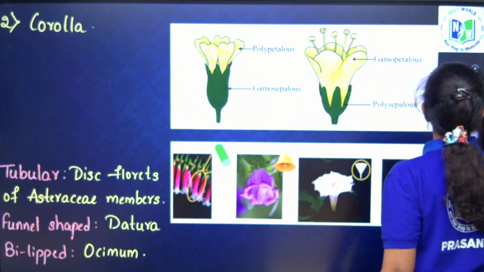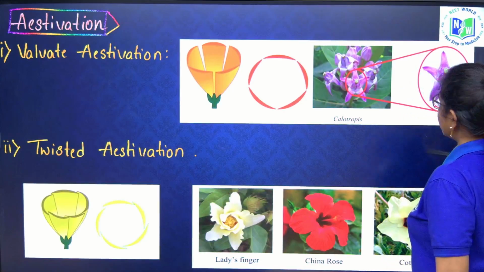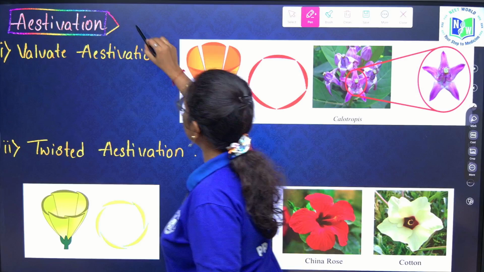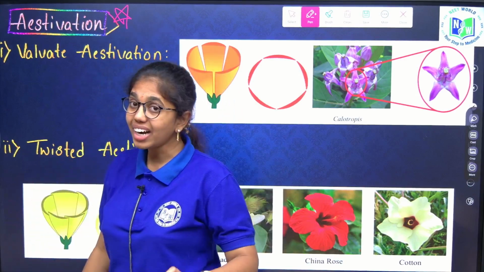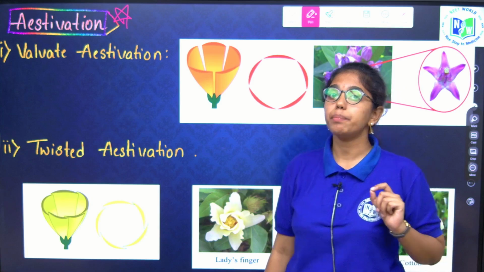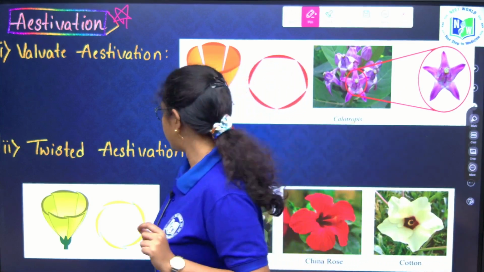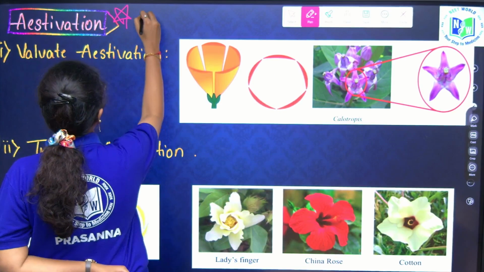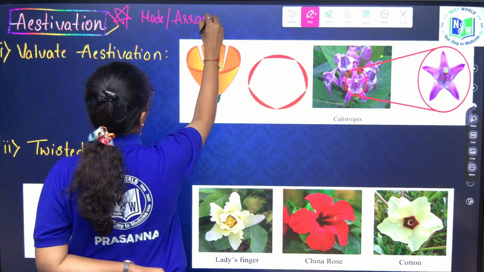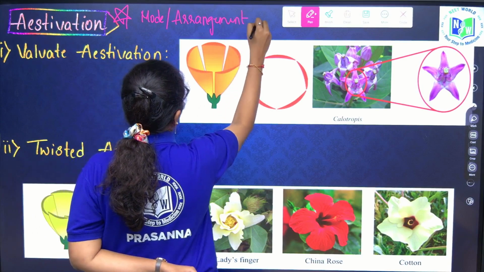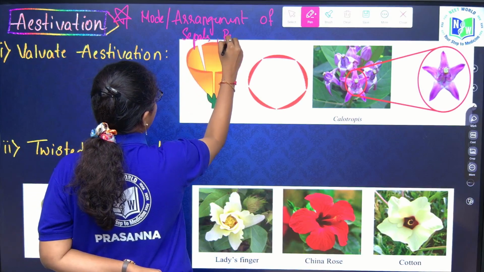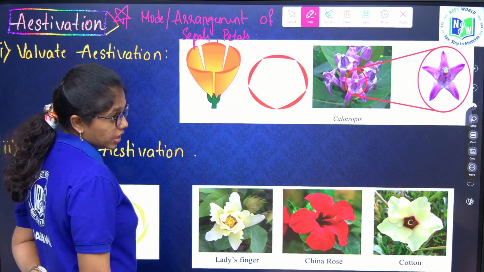Now, here comes the concept of aestivation, which is 100% important. Definitely the question will come from this area. Okay, aestivation. What does aestivation mean? The mode of arrangement of sepals and petals in a flower is called aestivation.